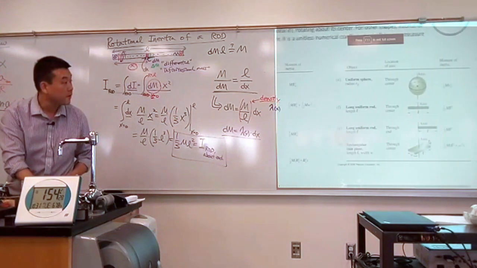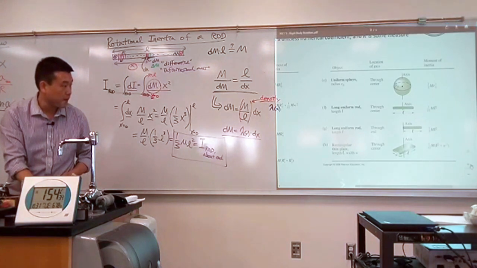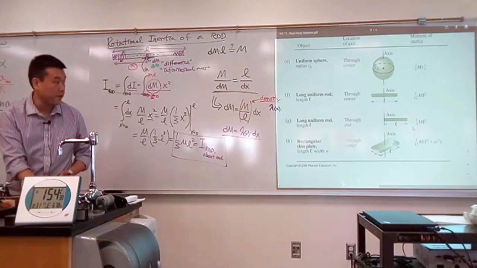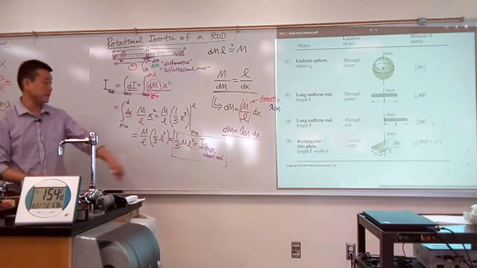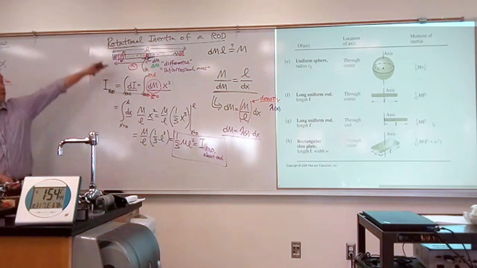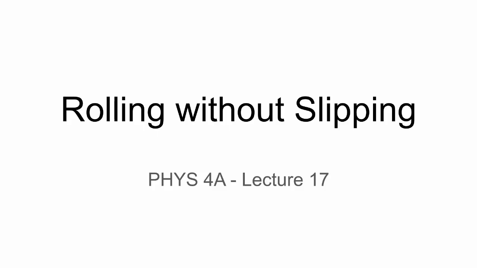So when I go here, long uniform rod. Oh wait, this is through the center. So here it is, long uniform rod rotated about the end. So 1/3 mL squared. That's exactly what we derived. Okay? So the procedure that you described here is how you'd go through it.